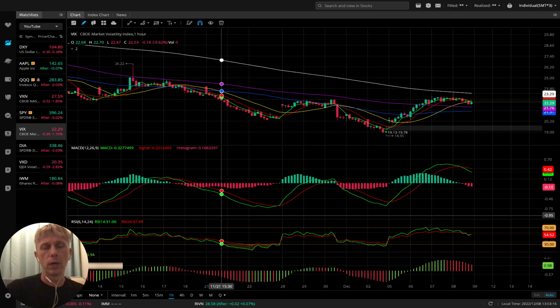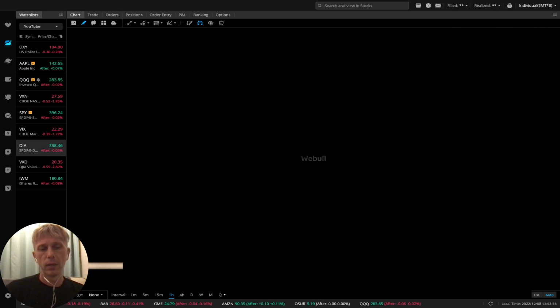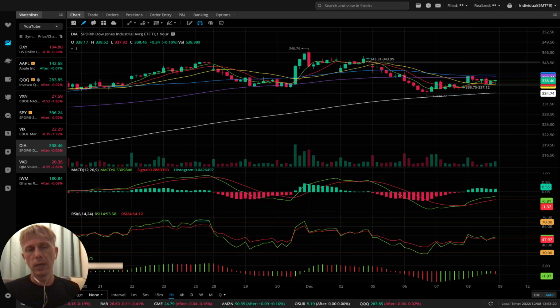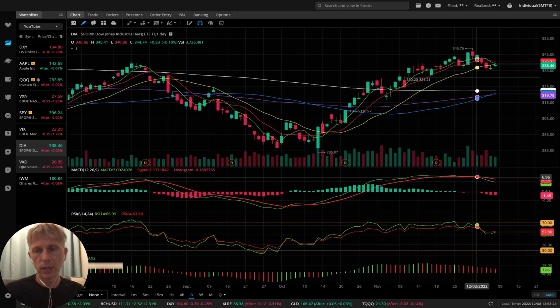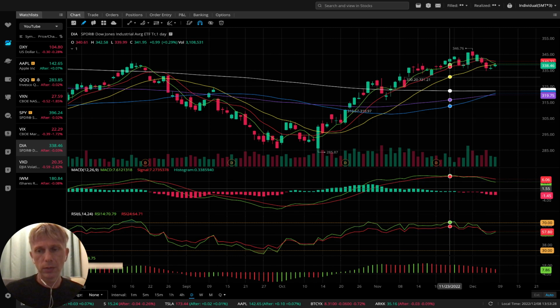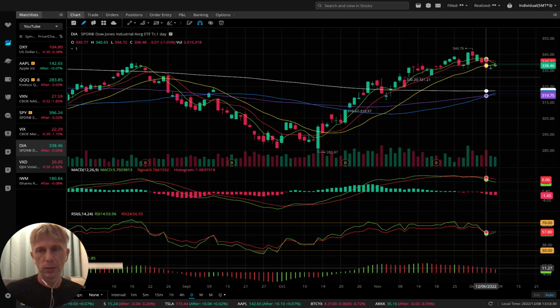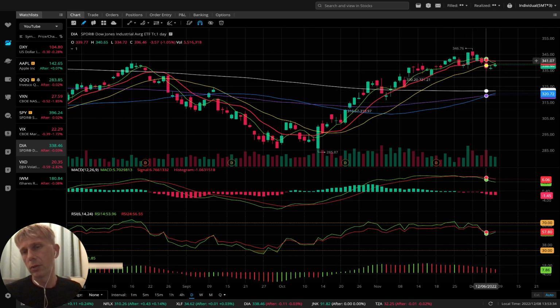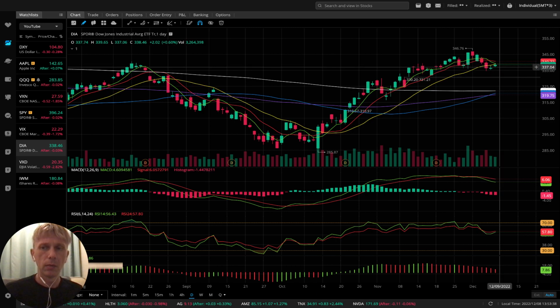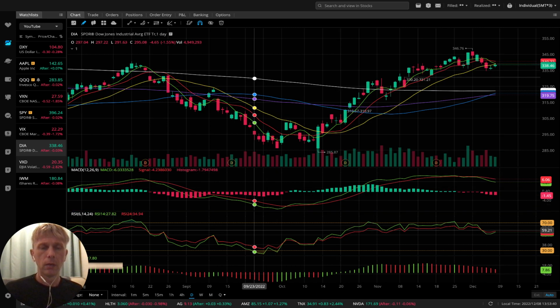Let's move to Dow, DIA, Dow Jones on daily. Still bearish trend, bearish divergences on all indicators. Still bearish signal on all indicators. MA5 did bearish crossover over 10 and 20. Last bar still below MA20. Bearish signal.